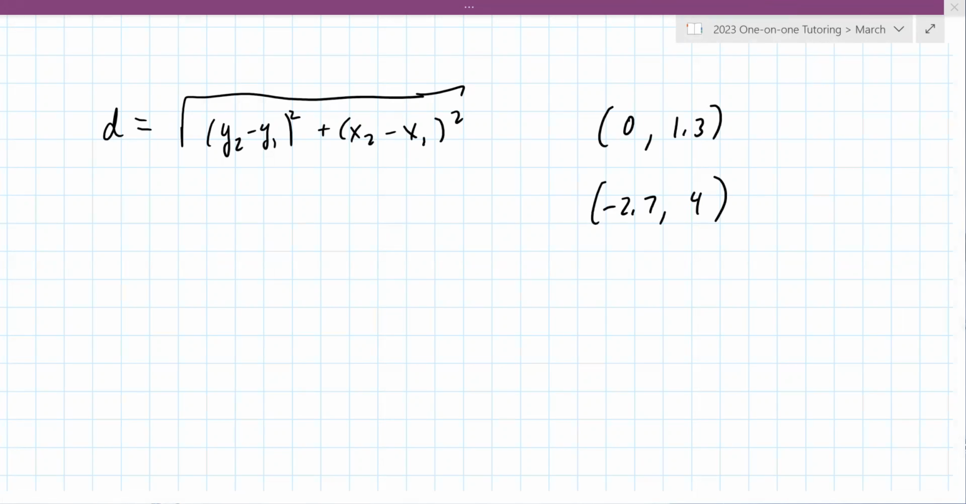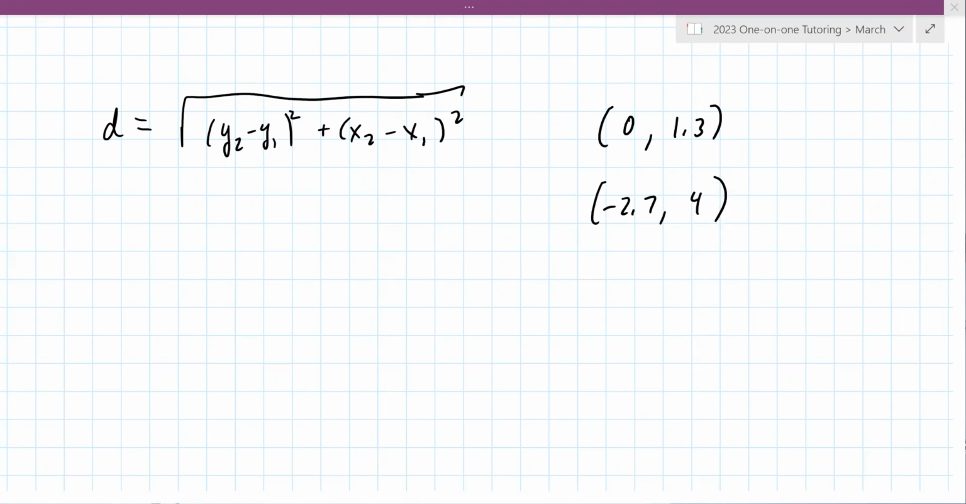4 minus 1.3. Minus 2.7. And then 4 minus 1.3 squared is 7.29, plus negative 7.29, or just 7.29. 7.29 times 7.29. Oh, D equals 7.29.